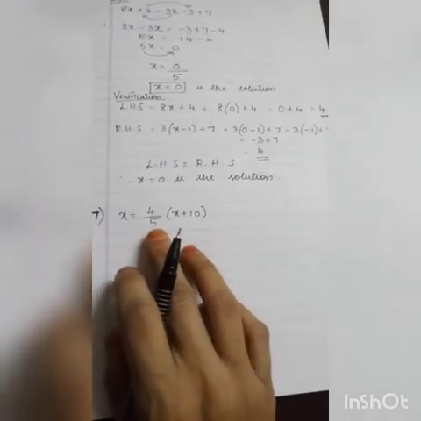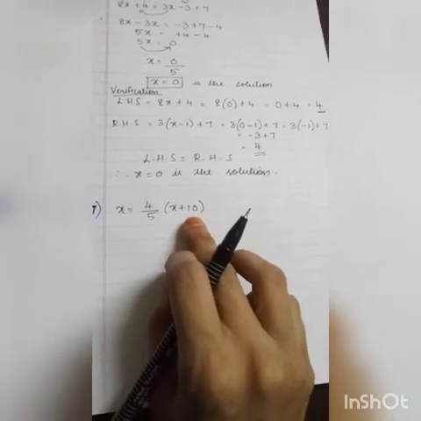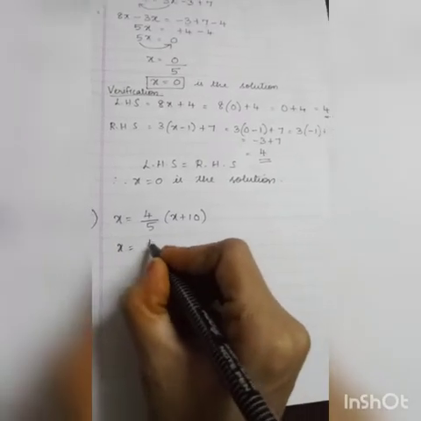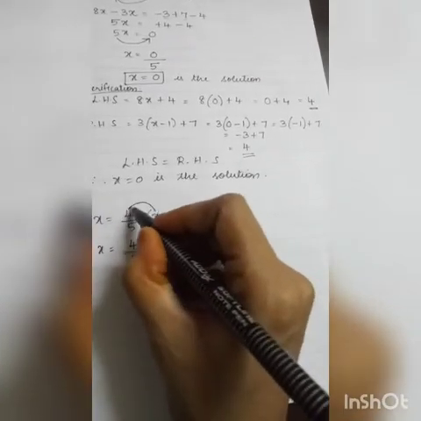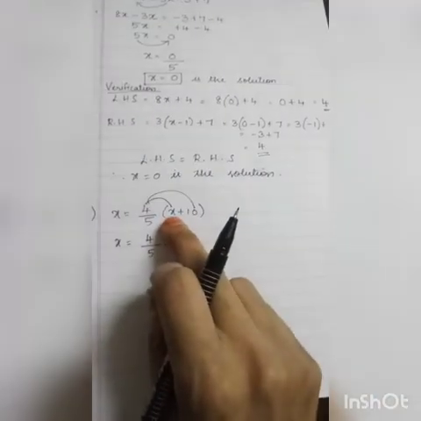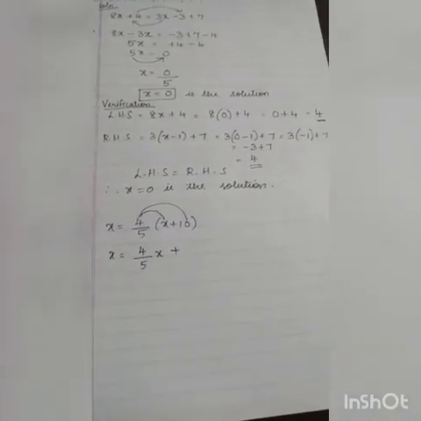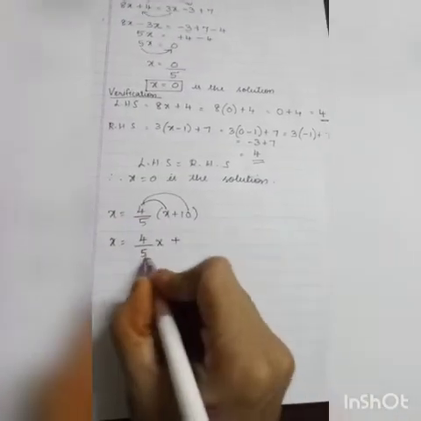Seventh question is also somewhat complicated, because it has a bracket with it. So shall we solve without brackets? Yes. x is equal to 4 by 5 into x plus 10. I'm going to multiply 4 by 5 with x and 10. Now 4 by 5 into x is 4 by 5x. Next, 4 by 5 into 10, we are going to find it separately, so that you don't get confused when doing it in the middle. So, 4 by 5 into x, 4 by 5x.